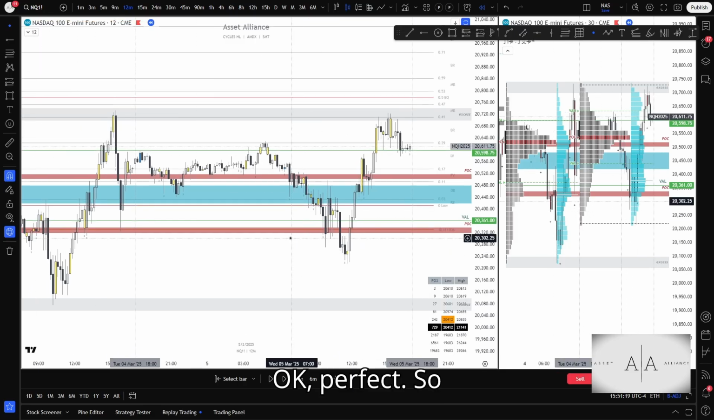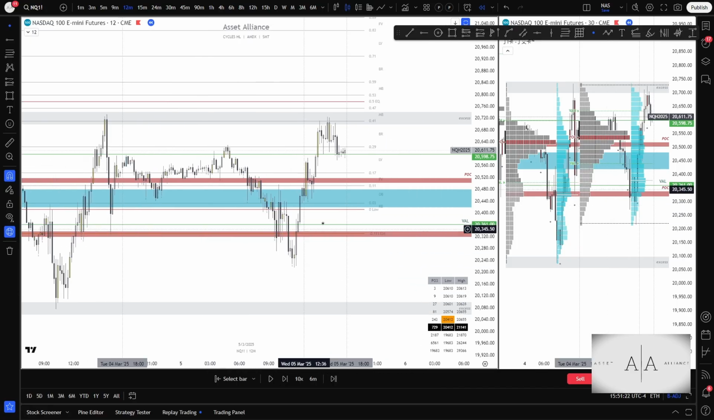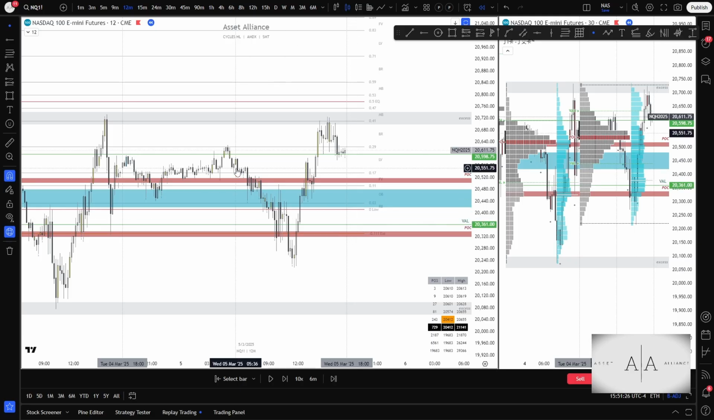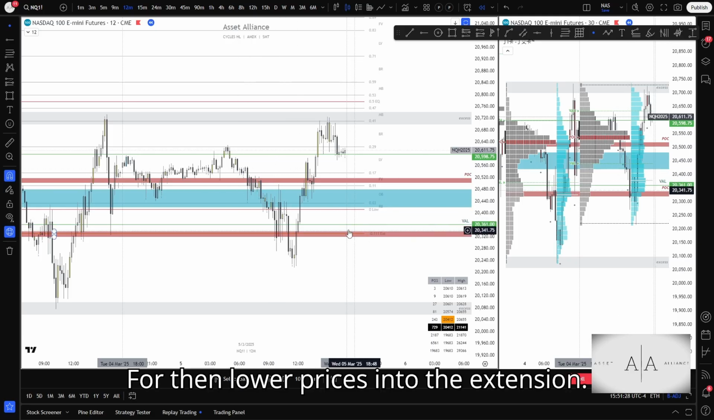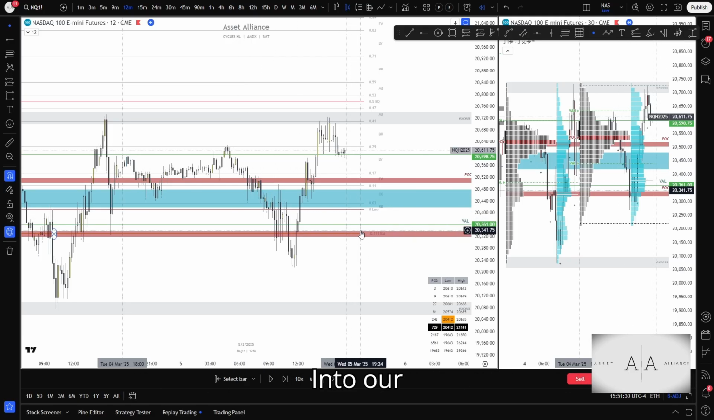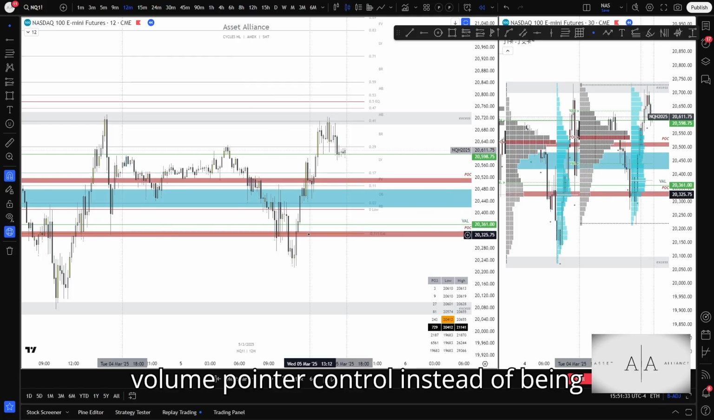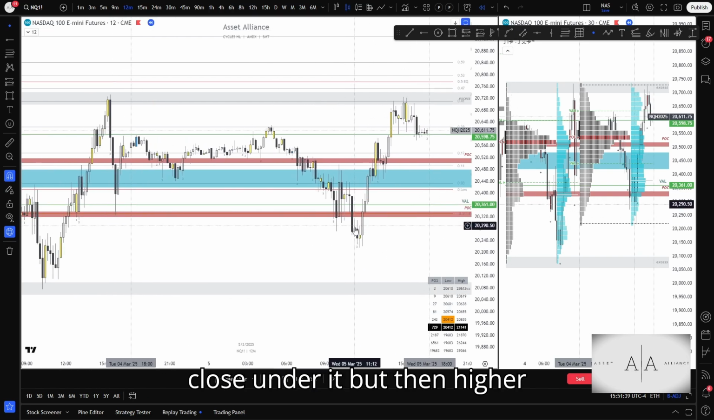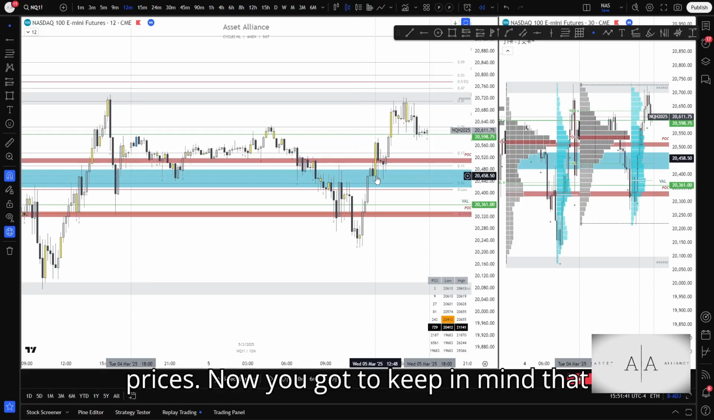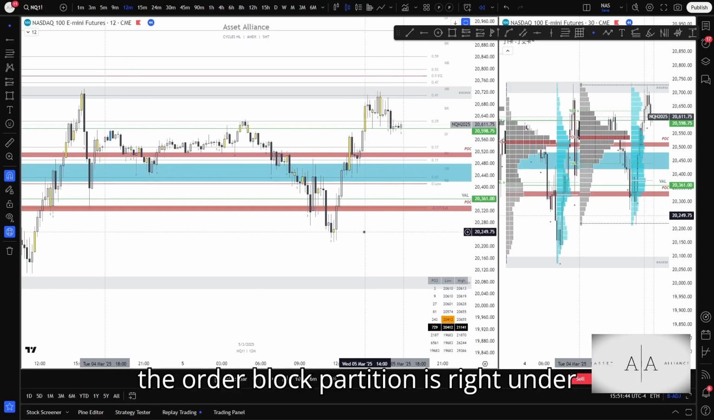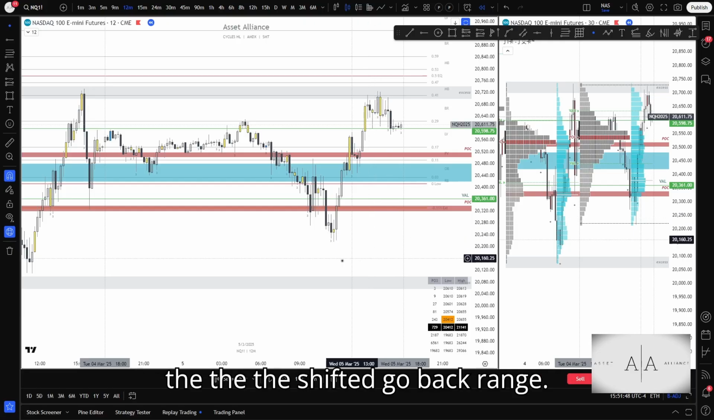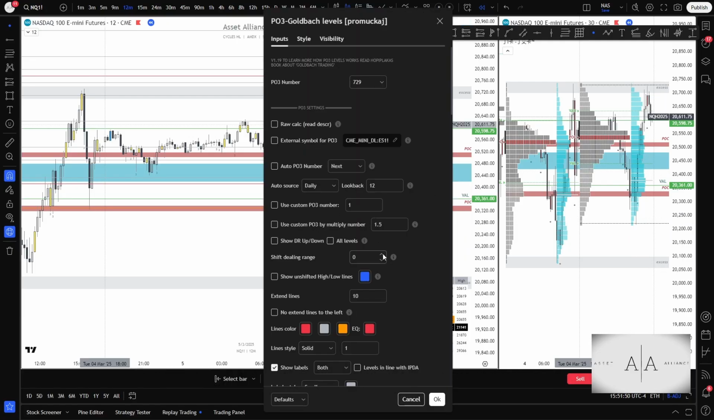Okay, perfect. So you had your rejection block here, a rejection block partition, for then lower prices into the extension, into our volume point of control instead of being the TPO point of control. It did close under it for then higher prices. Now you got to keep in mind that the order block partition is right under here, the high pretty much partition for the shifted Goldbach range.